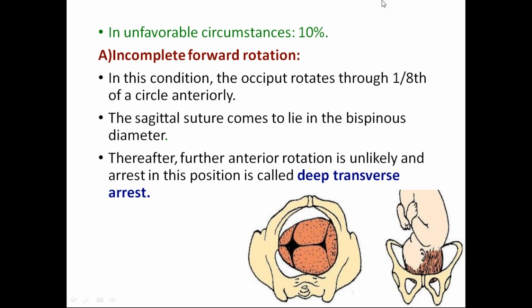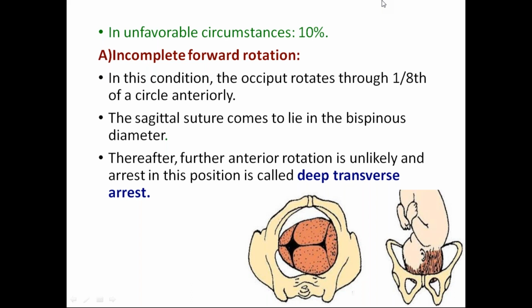From here, it has gone to here. This is occiput and this is sacrum. From right occiput posterior, it has come here. This is left occiput. That is, from right occiput posterior, it has rotated up to this. Then there will be no further rotation. So it is rotated and rests in this position.